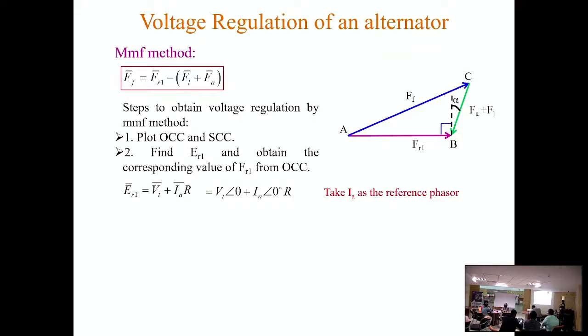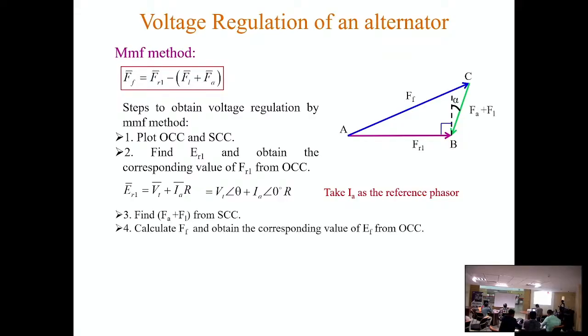So when you take IA as the reference phasor, Vt will be ahead of IA by the power factor angle. So here theta is positive. The angle of IA is 0. Then find FA plus FL from SCC, corresponding to the rated armature current value, or whatever armature current value is given to you at which you want to calculate the voltage regulation. From that you will get the FA plus FL value using SCC.